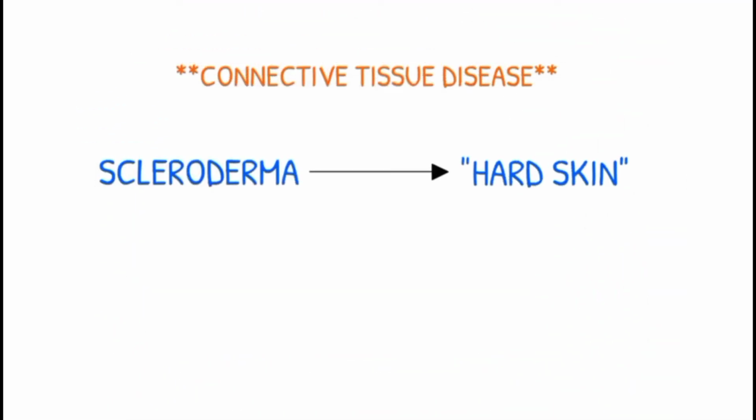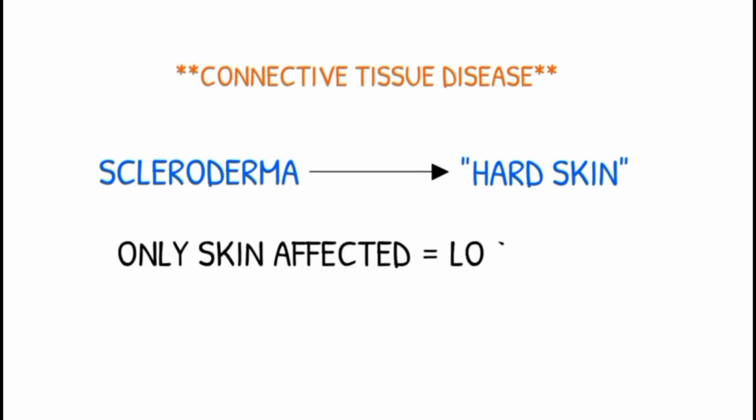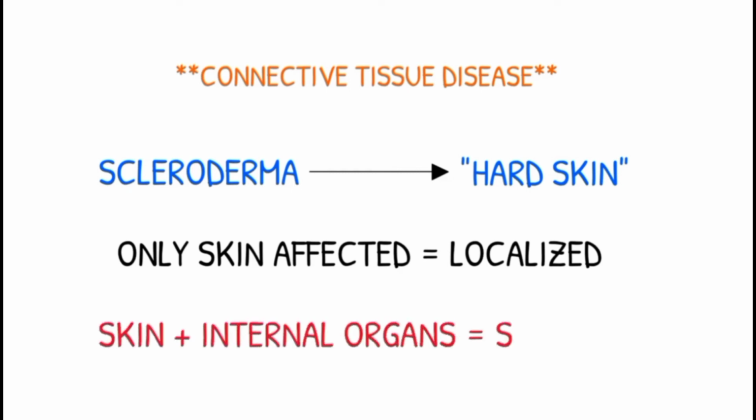Scleroderma is a chronic connective tissue disease. The term scleroderma means hard skin in Greek. When scleroderma only affects the skin, it's considered localized. But if it affects the skin and internal organs, it is considered systemic and referred to as systemic sclerosis. The exact underlying cause of scleroderma is unknown.